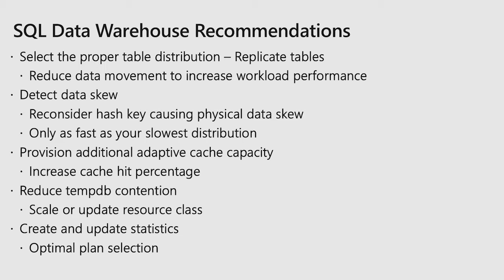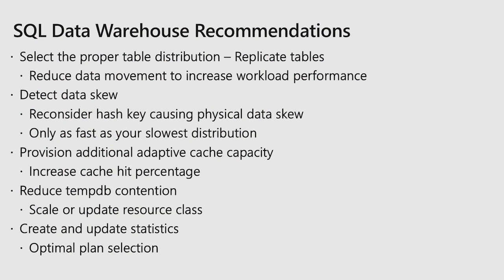The first one is selecting the proper table distribution with SQL Data Warehouse. To provide some context here, SQL Data Warehouse has a massively parallel processing architecture where data is distributed across multiple compute nodes. Yes. And table distribution basically dictates how the data resides or is laid out across the data warehouse. So we have replicated tables, round robin, and hash distributed. Currently today, the main thing is we want to reduce data movement and increase workload performance. So we surface replicated table recommendations directly to the customer.